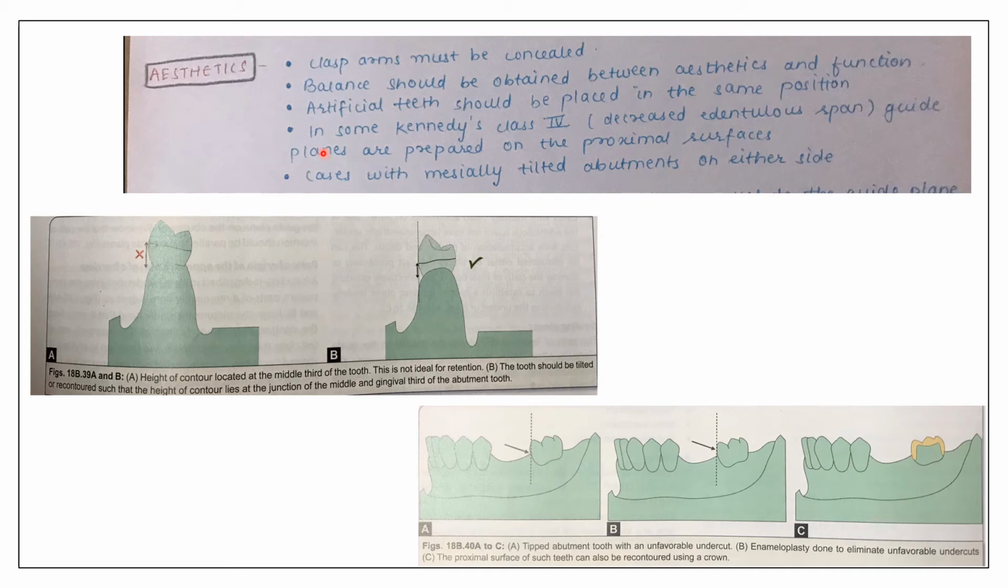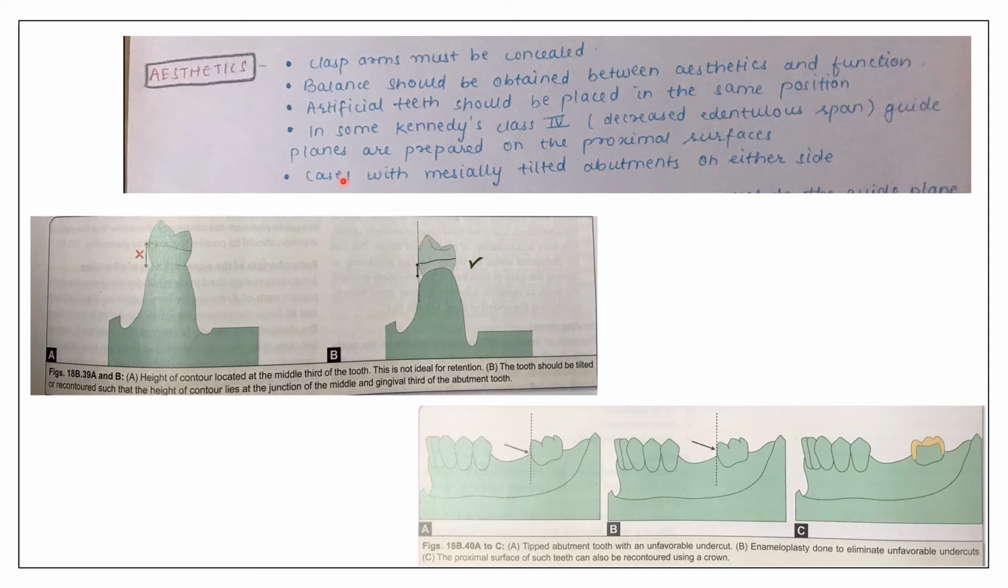Then in some Kennedy's class 4 cases, the length of the edentulous span is decreased. It can be decreased due to various reasons, like mesial migration, or there can be inclination of the remaining teeth. So what can be done is guide planes are prepared on the proximal surfaces. We have seen what guide planes are: they are nothing but vertically parallel surfaces on the abutments.